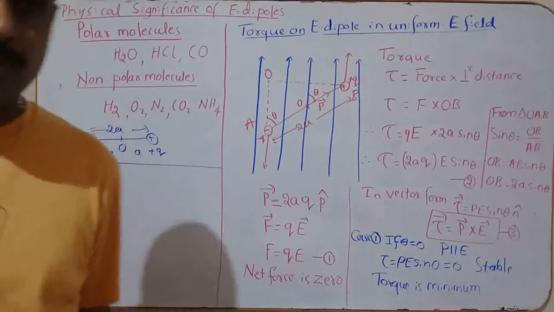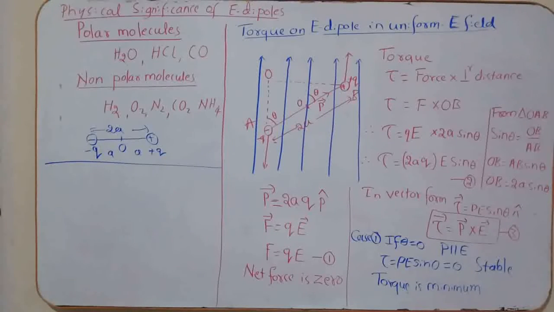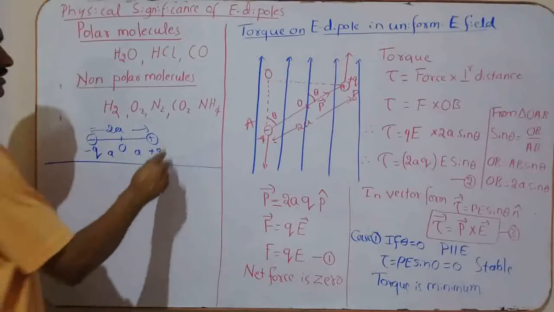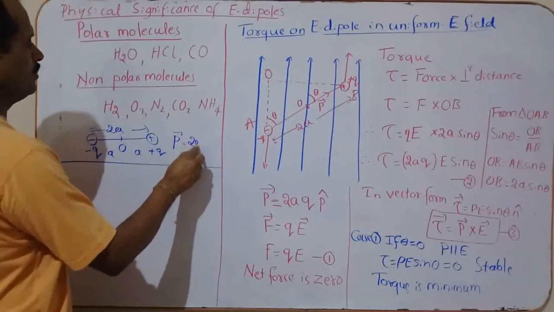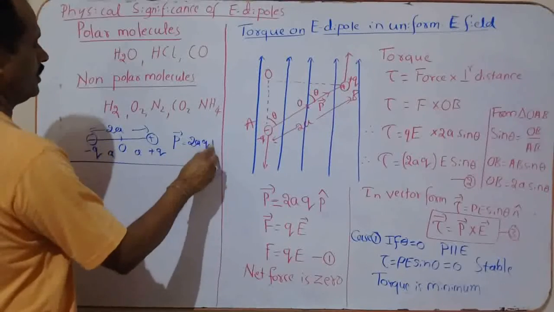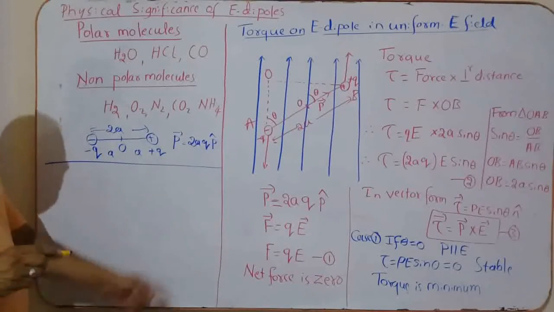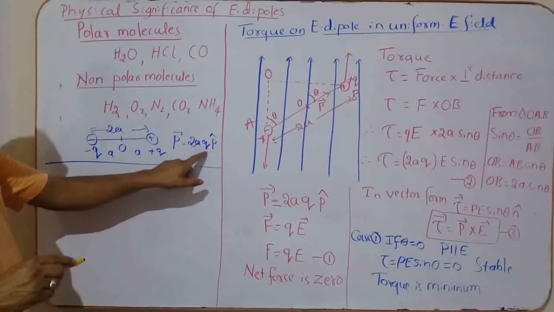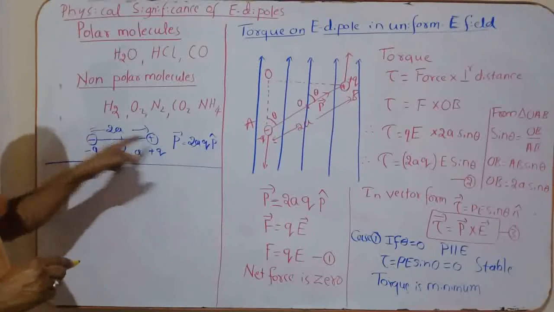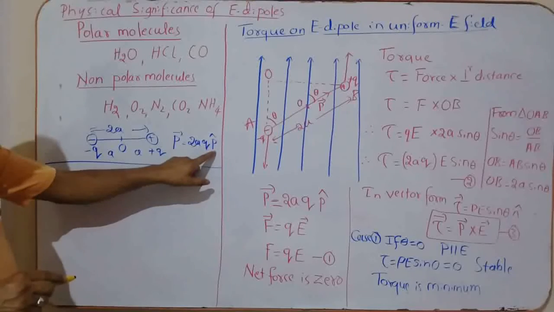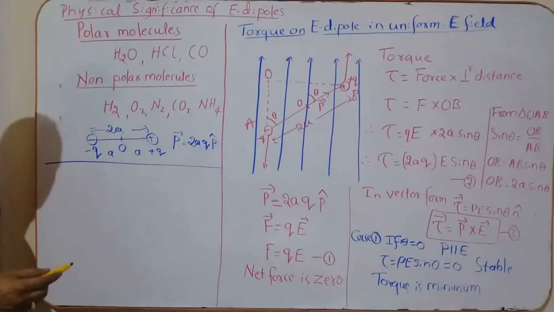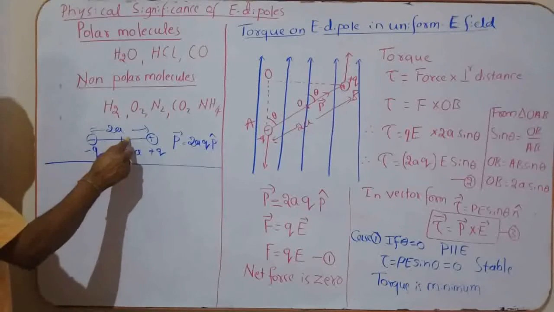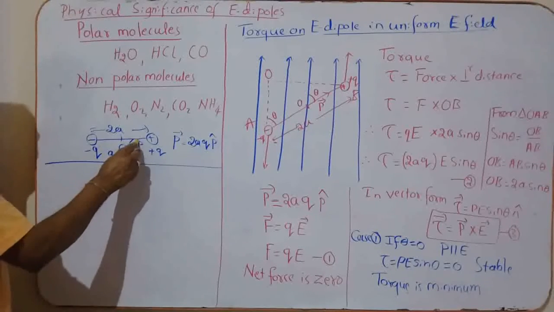Then you know about the dipole axis. You know about the dipole moment and the direction of the electric dipole moment. In vector form, the dipole moment is 2aq times p cap. q is the magnitude of either charge of the dipole, 2a is the distance between the two charges of the dipole, and p cap is the unit vector of the electric dipole moment. The direction of the electric dipole moment is from the negative charge to the positive charge.